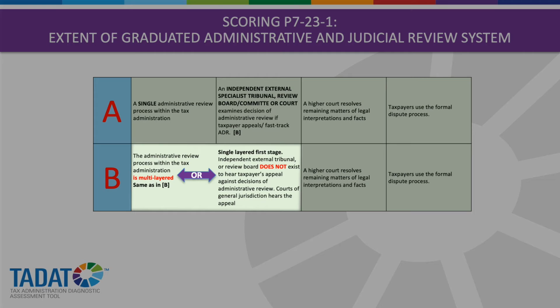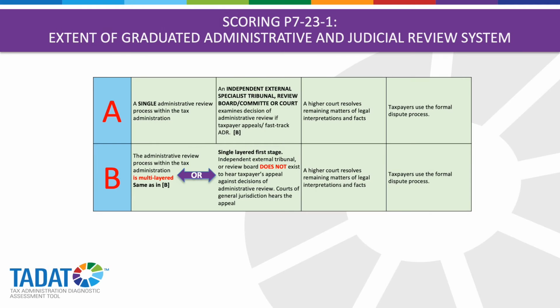dispute process. Or another scenario for a B-level score is where the administration has in place a single administrative review process within the tax administration. It is not multi-layered. The independent external tribunal, review board, or court that does not exist to hear taxpayers' appeals against decisions of administrative review. However, there is a judicial court process that resolves matters flowing from departmental appeals, and the taxpayers use the formal dispute process.